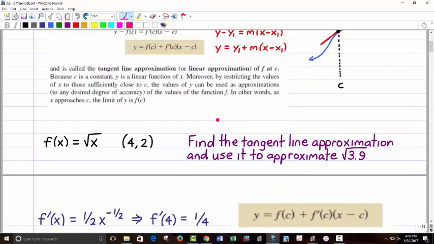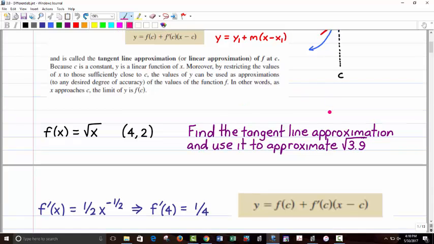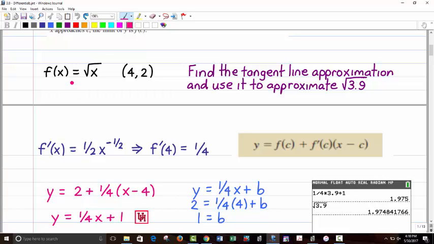So here we need the value to be pretty close to the x, which it is in this problem. If f of x equals the square root of x, at the point (4, 2), find the tangent line approximation and use it to approximate the square root of 3.9. And that's what I was saying about this being old school, because modern day calculators, and even calculators from 30 years ago or more, you put in 3.9, get the square root. Anyway, with that being said, here's the derivative of f of x, 1/2 x to the negative 1/2.